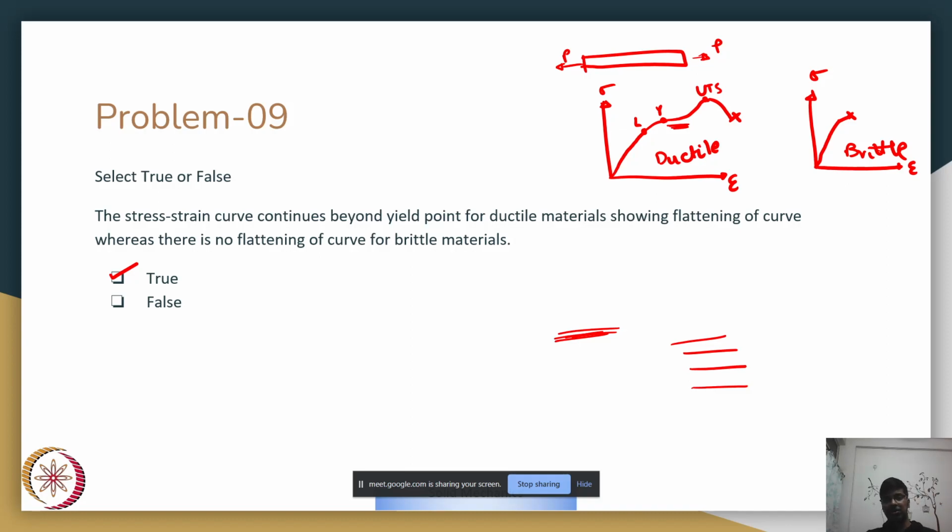Have you ever tried this? Chalk is a brittle material. Glass is also a brittle material.